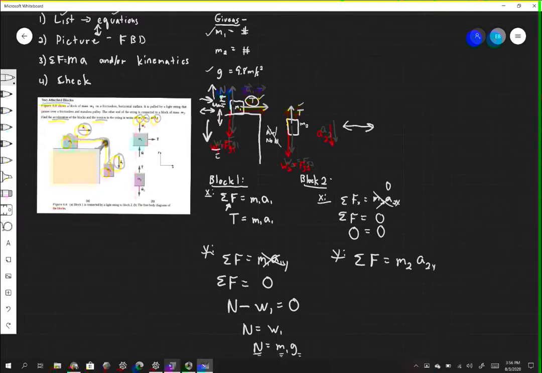Now I have to be a little bit careful here. And I have to pick some directions. Okay, I have to pick what directions I want to be positive and what directions I want to be negative.